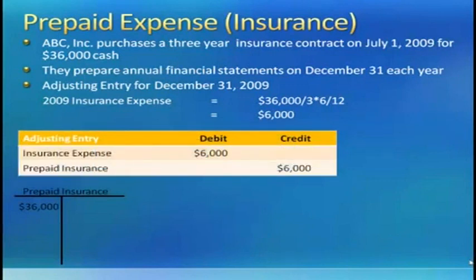That provides us with the adjusting entry, debit to insurance expense of $6,000 to record the cost of the insurance for 2009. And we also need to adjust prepaid insurance down $6,000 with a credit of $6,000 to reflect the fact that we don't still have $36,000 worth of an asset at the end of 2009. We've reduced it down to $30,000, which reflects the 30 months that we still haven't used up of this insurance policy.